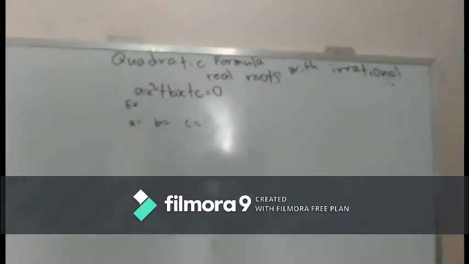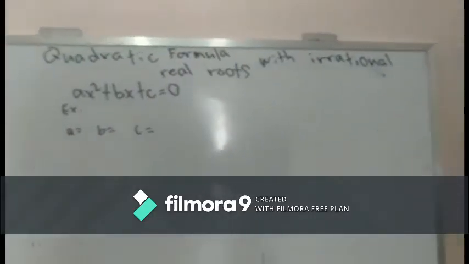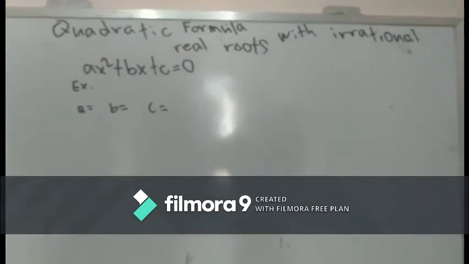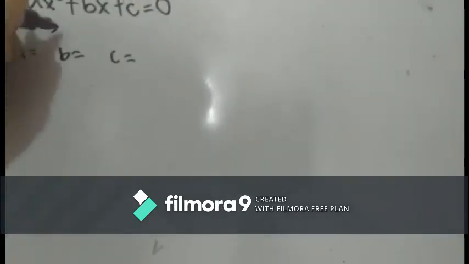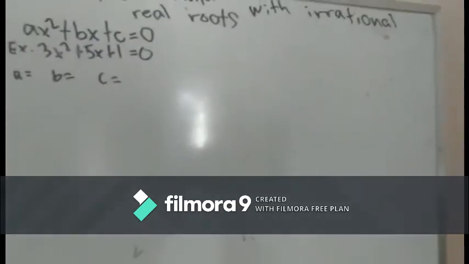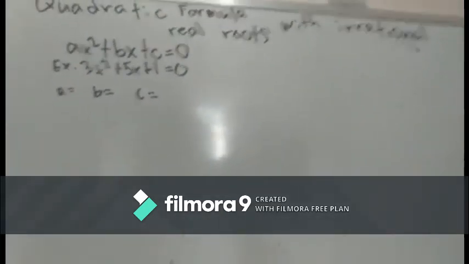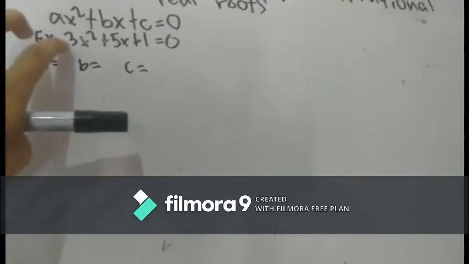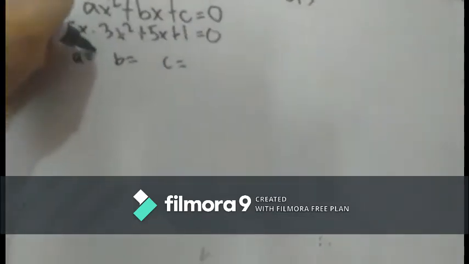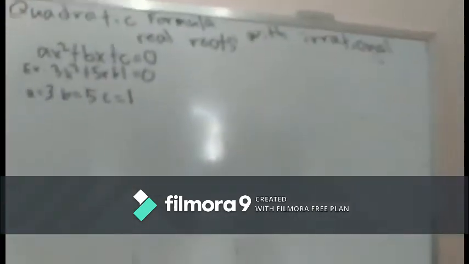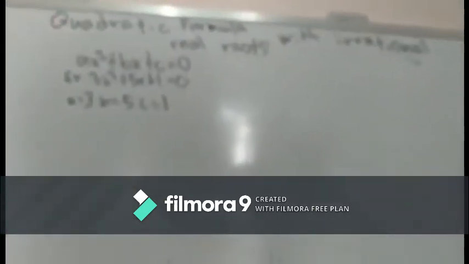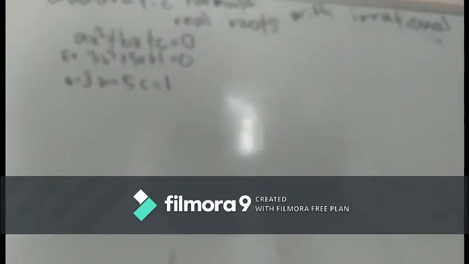So our seventh method is quadratic formula with irrational real roots. Our example is 3x squared plus 5x plus 1 equals 0. So first we need to identify the values of a, b, and c. So the value of a is before the x squared, so 3. The value of b is before x, so 5. The value of c is 1. Then next, using the quadratic formula, we need to substitute the values of a, b, and c. So this is how it will go.